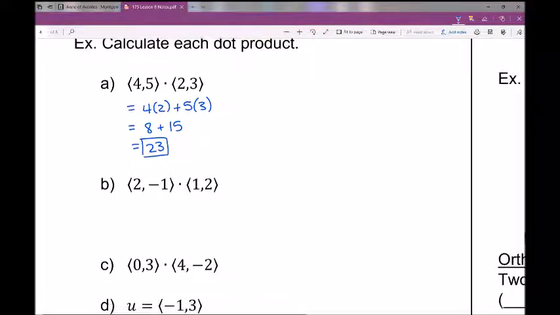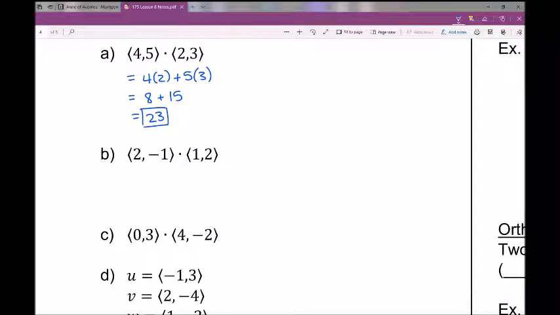All right, the next example, we have 2, negative 1 dotted with 1, 2. So this is going to be 2 times 1 plus negative 1 times 2. So what we get here is 2 minus 2, and that is 0. So just keep in mind that a dot product can be equal to 0. That is totally fine.